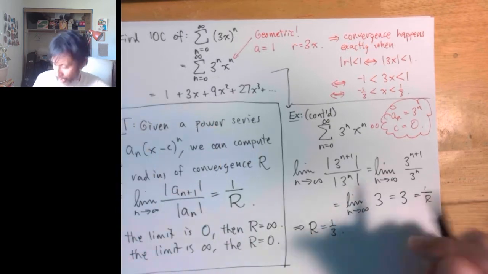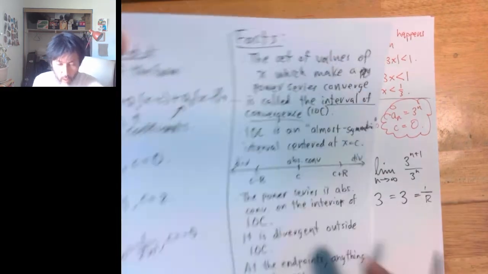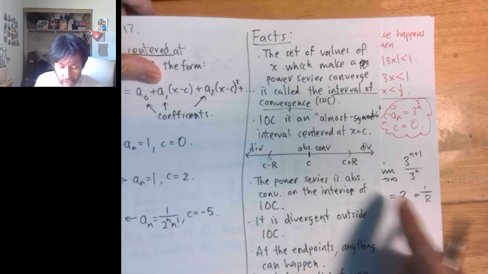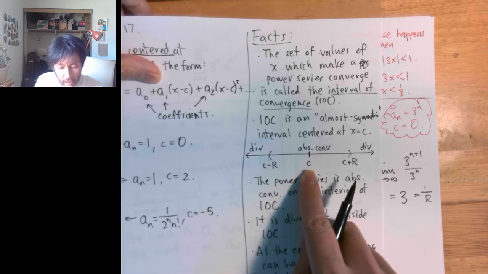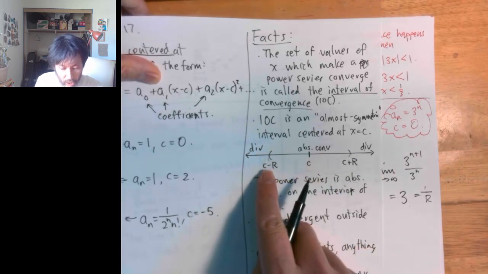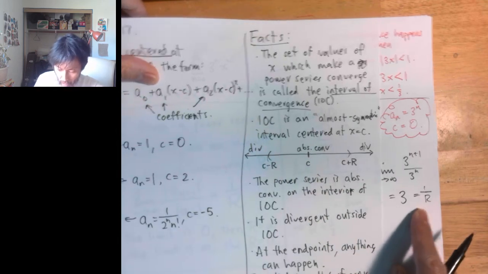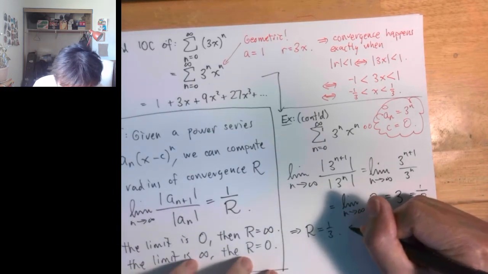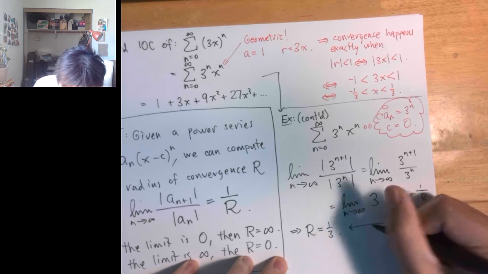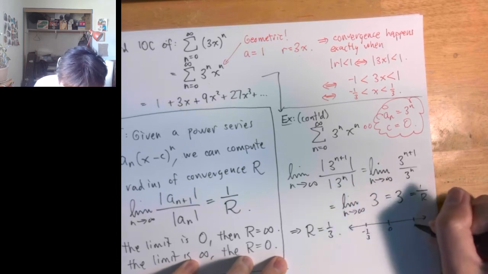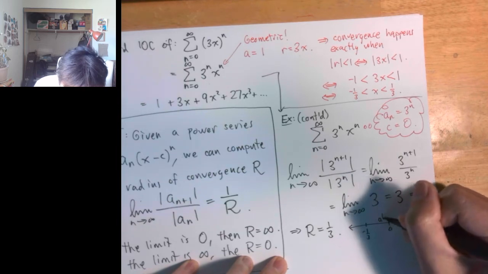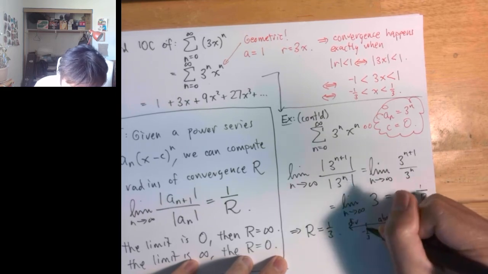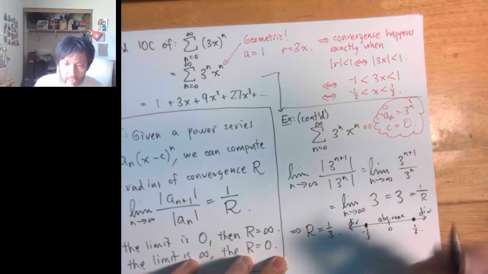So let's recall the set of facts. This is where I want you to have the mental model. This picture is very valuable to have in your head. For this series, centered at c equal to 0 in this case, we know that we're going to have convergence between 0 minus 1/3 and 0 plus 1/3. So here's 0, here's negative 1/3, and here's positive 1/3. We're going to have absolute convergence inside here, divergence out here and divergence out here. What's mysterious is what's going on at these two endpoints.